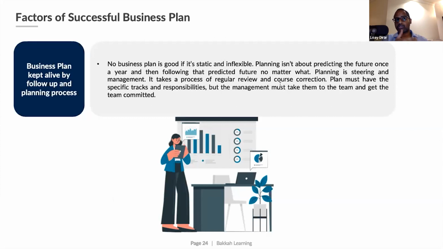So planning requires always keeping your idea up to date and making adjustments and corrections. A plan must have the specific tracks and responsibilities, and everyone needs to be committed and realigned. So always make sure that your business plan is updated with relevant information, keep it up to date, and make sure that everyone is committed by conducting as many alignment and realignment meetings and sessions as possible.